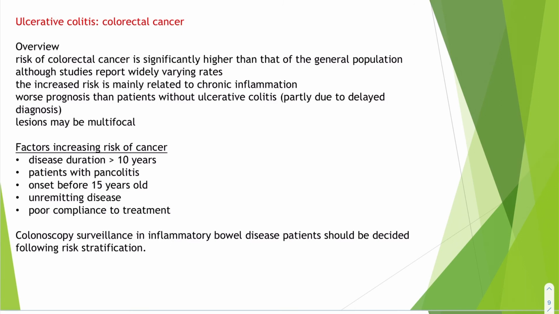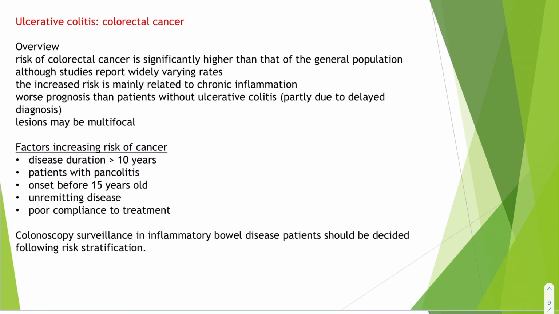So in terms of prognosis, in ulcerative colitis, unfortunately the cancers are diagnosed quite late because patients already have GI symptoms, with some blood in the stools, and may have flares. So it is diagnosed earlier in patients who don't have ulcerative colitis. Factors which increase the risk of cancer: disease duration more than 10 years, pancolitis, onset before 15 years of age, unremitting disease, and poor compliance to treatment.